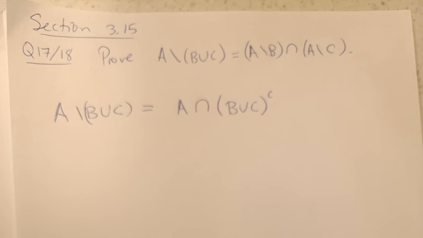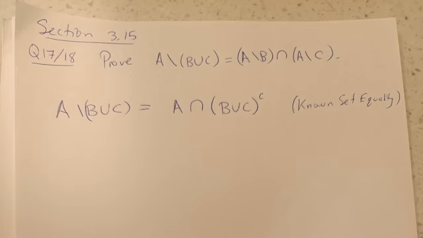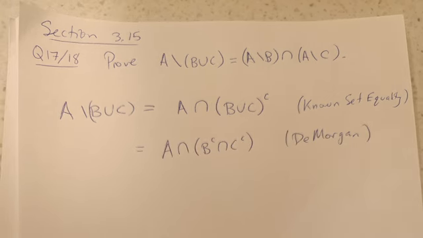Okay, so I'll just start by writing out what the set difference operation means in terms of intersections and complements. My justification for this is that it's just a known set equality. Now, the next step is you can see that there's kind of a De Morgan's that is staring at you here, right? I've got a union with a complement on the outside. So what I want to do is bring that inside. Okay, and that's, again, by De Morgan's law.